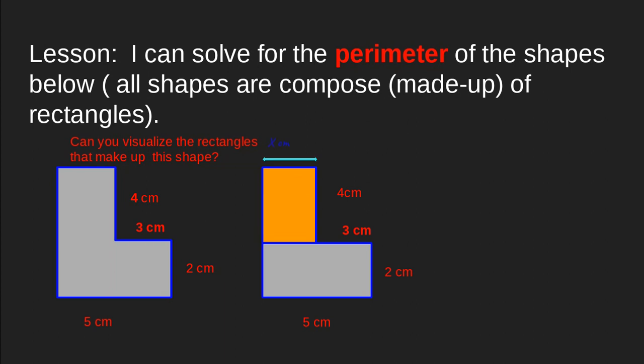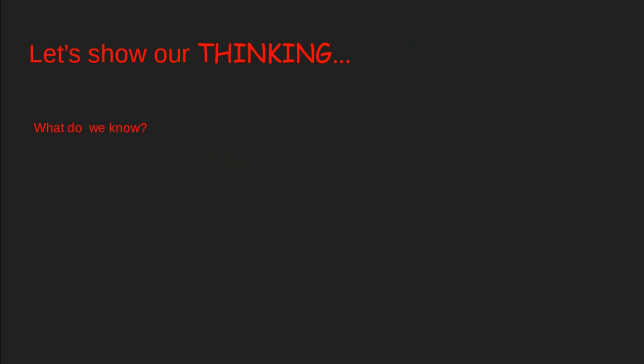Now, I realize that we do not have a measurement for this side length, so we're going to name this side length X. And I noticed that we do not have a measurement for this side length, so we're going to name this side length Y. So what do we do next? What should we do? We have 2 side lengths that do not have a measurement. So we need to figure out now the value of X and Y.